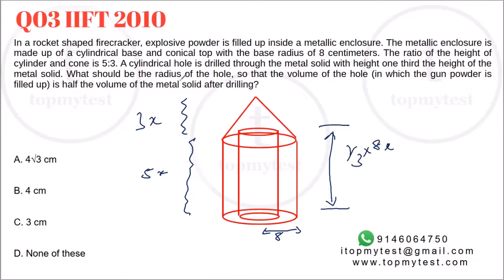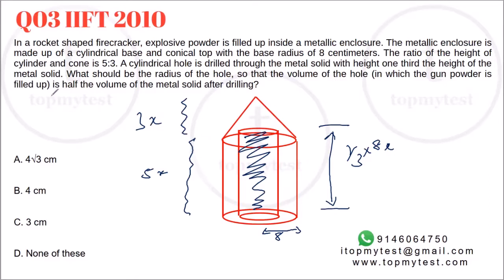What should be the radius of the hole so that the volume of the hole in which the gunpowder is filled is half the volume of the metallic solid after drilling? So whatever is the value of the solid here, the leftover part will be double of that solid, which means if we add the metal solid here, the full volume of the undrilled cracker will be 3 times the metal solid. So that's what we need to find. Let's calculate. All you need to do is wait a little patiently and your job will be done. So let's calculate the volume of the cylinder.